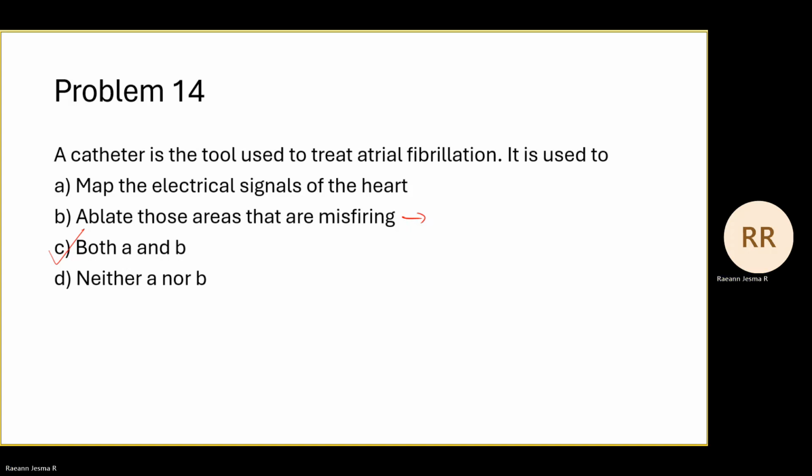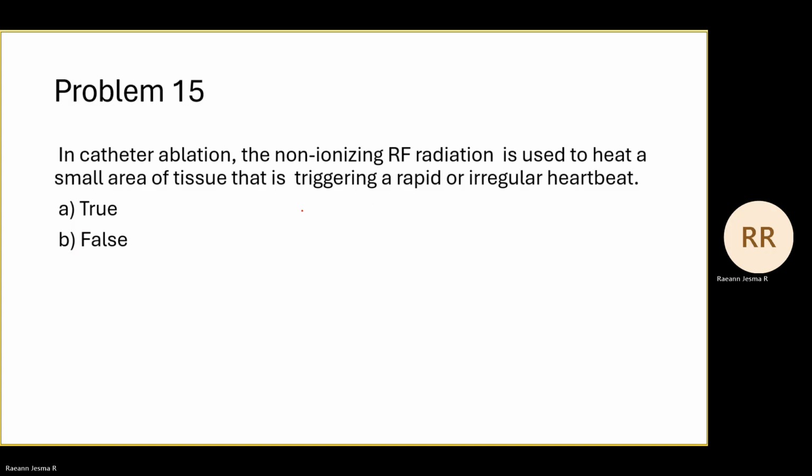Now let us move on to problem 15. In catheter ablation, non-ionizing RF radiation is used to heat a small area of tissue that is triggering a rapid or irregular heartbeat. Is this true or false? So, what is the correct answer for this? We are using non-ionizing RF radiation, so that we know. And we use it to heat a small area of tissue.